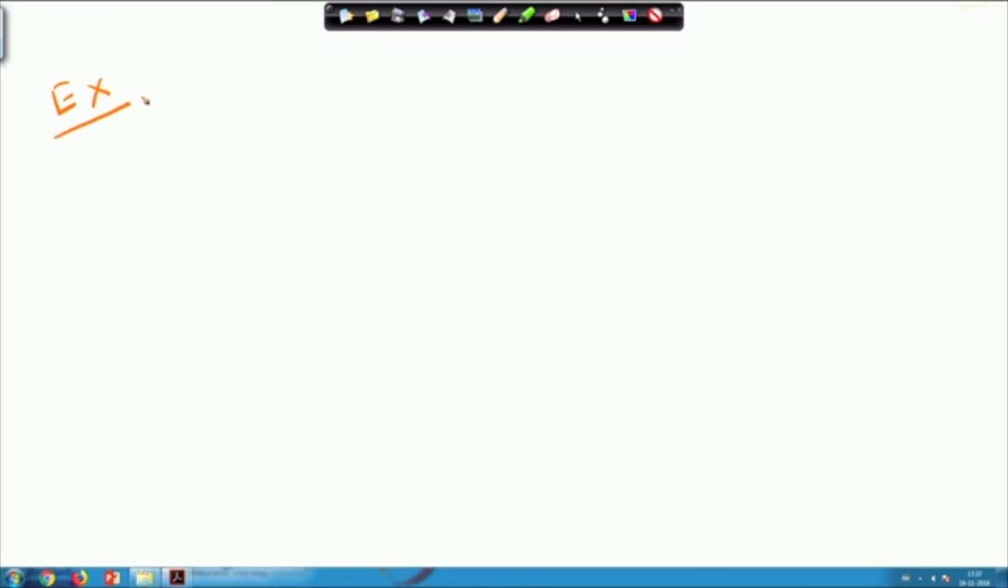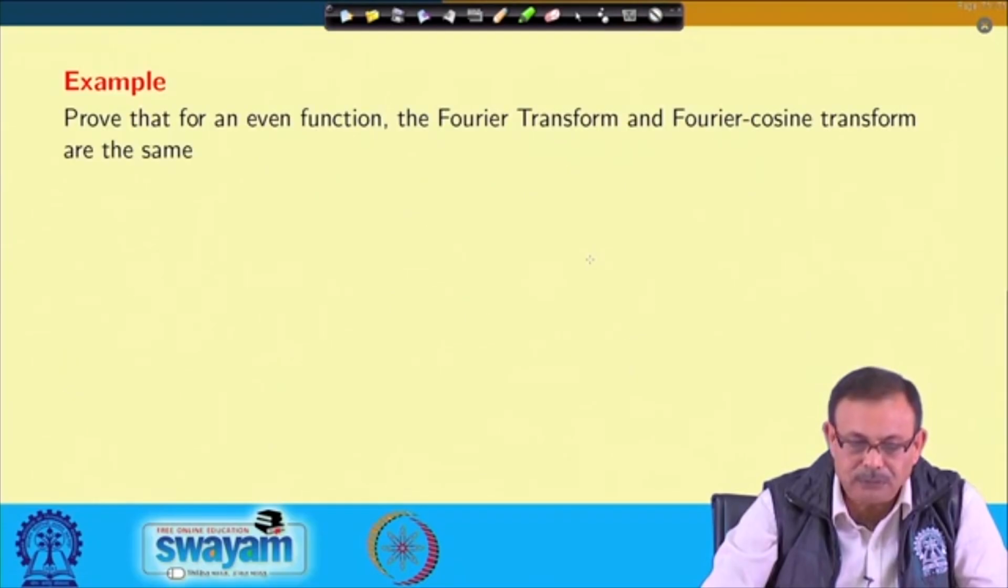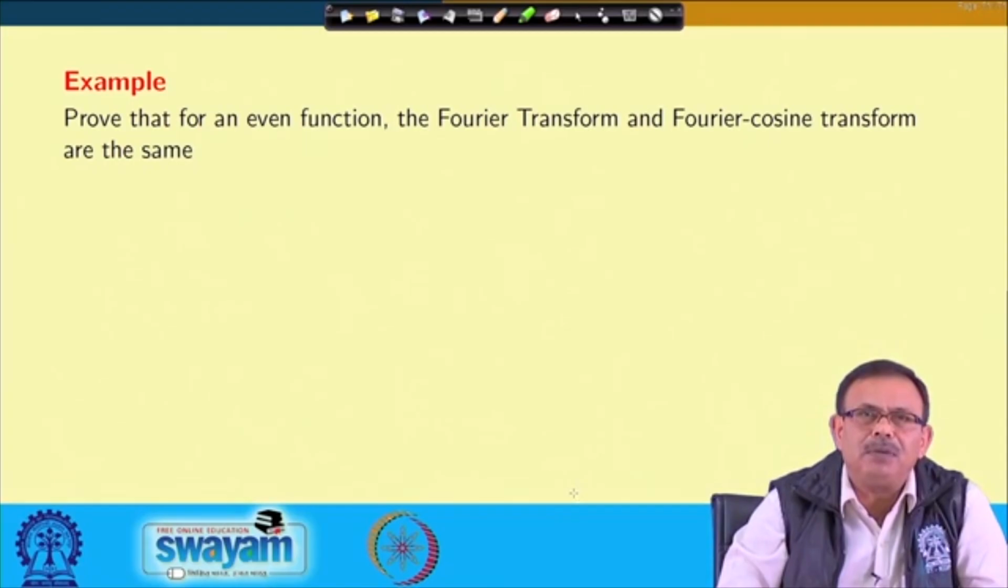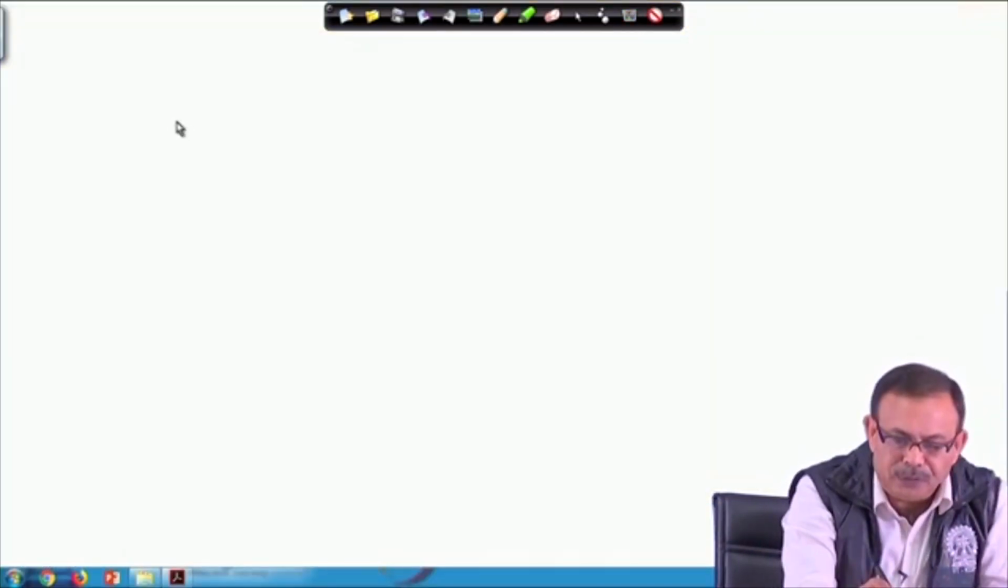Let us take another example. We want to prove that for an even function, the Fourier transform and the Fourier cosine transform are always the same. So, if a function is an even function, we can always say that the Fourier transform and the Fourier cosine transform will be the same. Let us go for the proof.